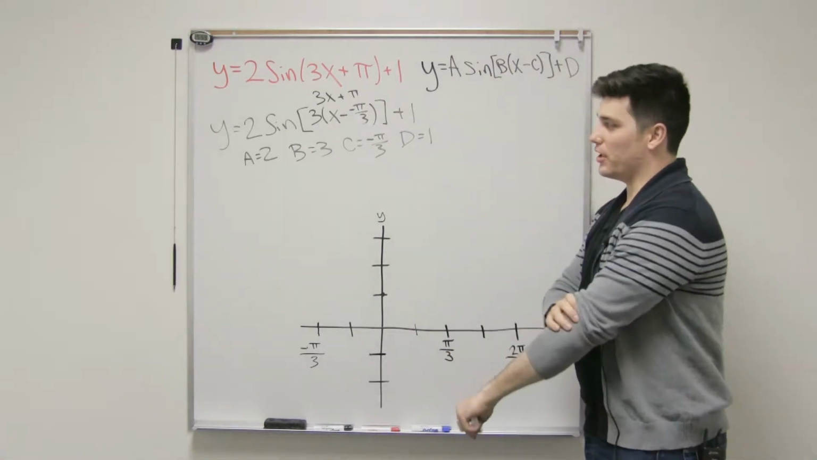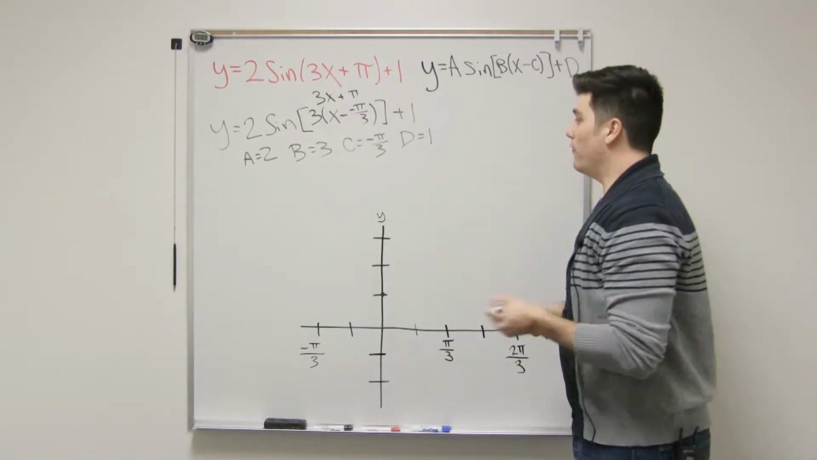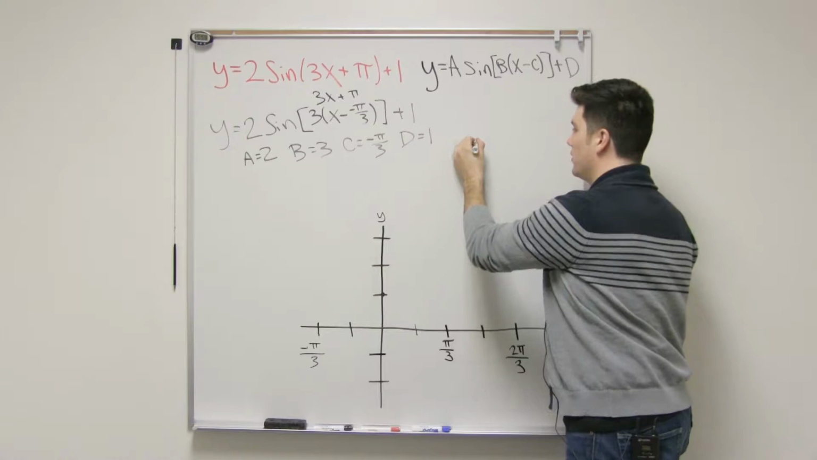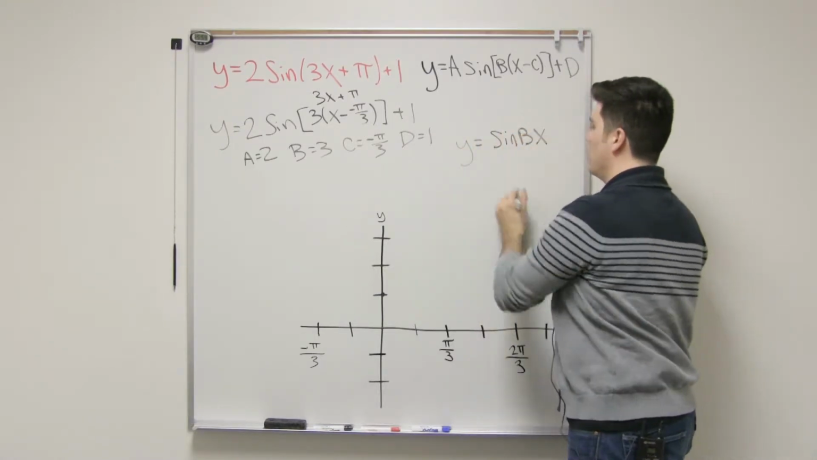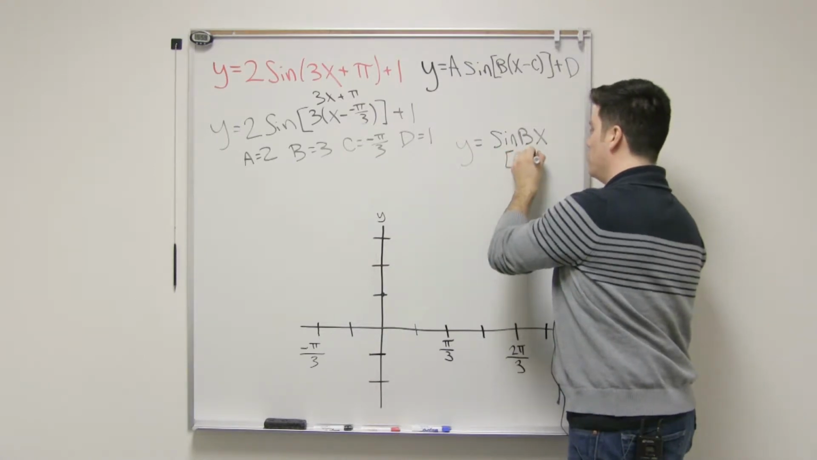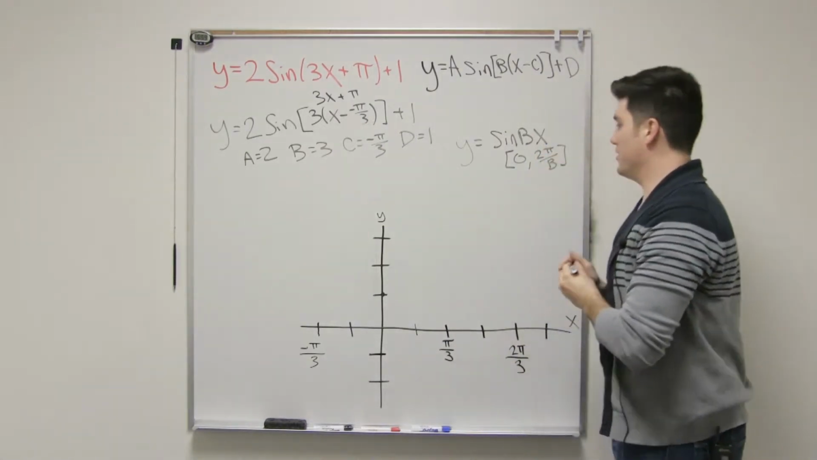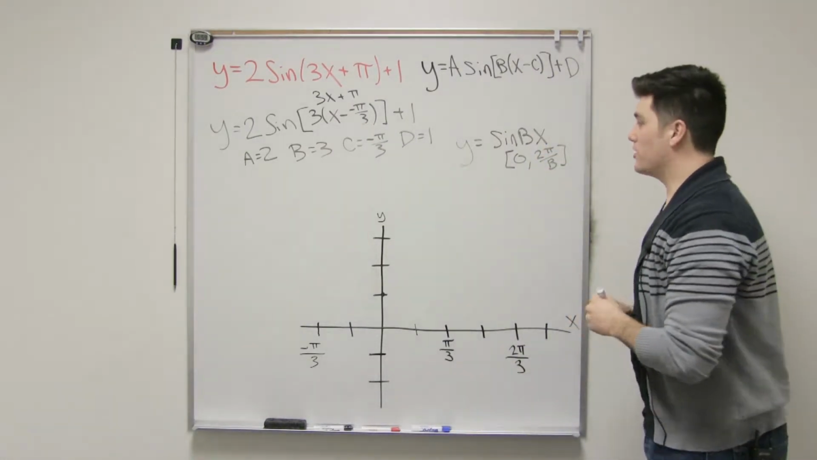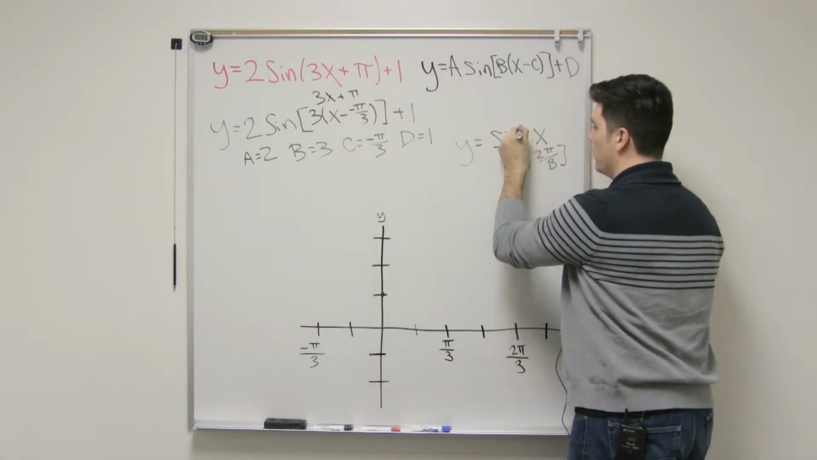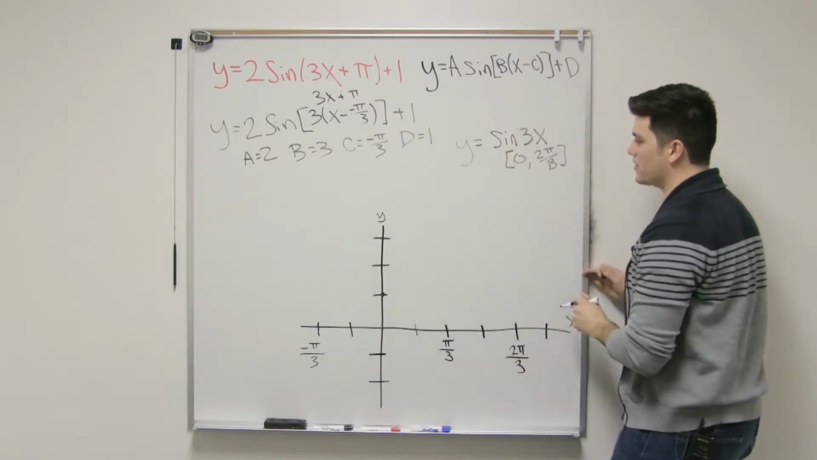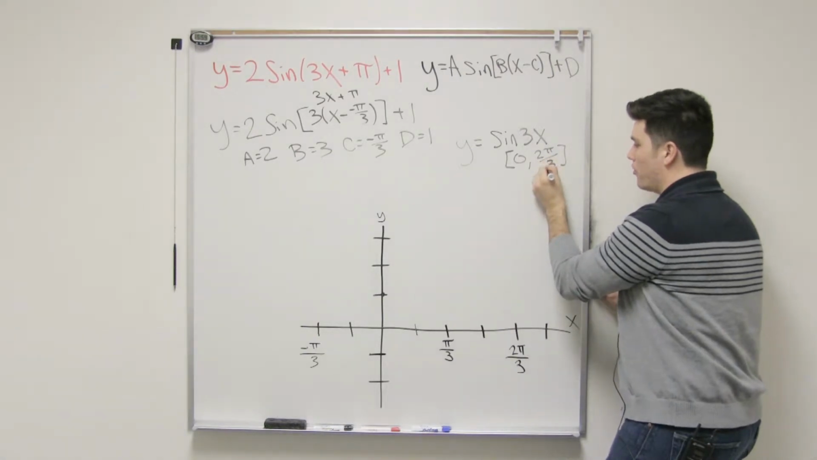So now, when it comes to actual graphing, the first thing we're going to do is graph one cycle of the function y equals sine bx on the interval 0 to 2 pi divided by b. This interval will be 1 period. So let's replace our b with what we have, which is 3. So we're going to graph sine of 3x on the interval 0 to 2 pi over 3.